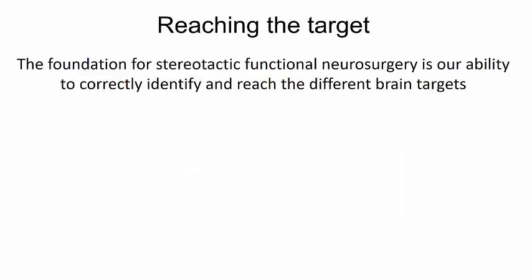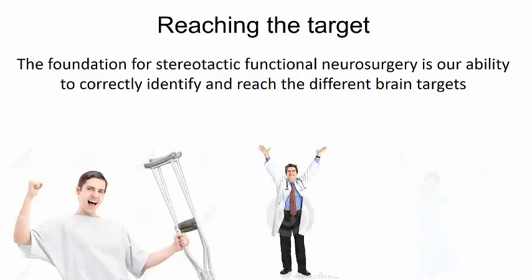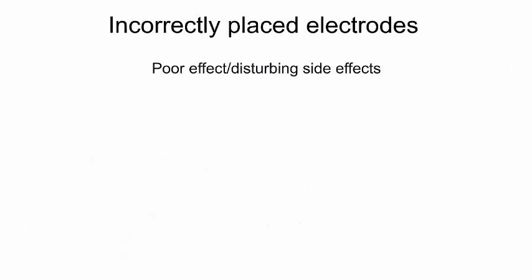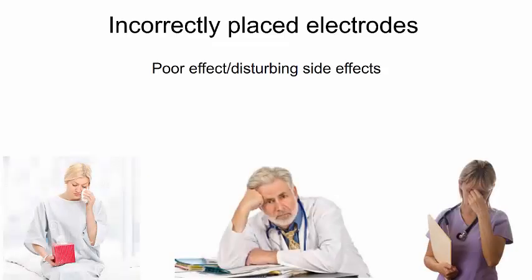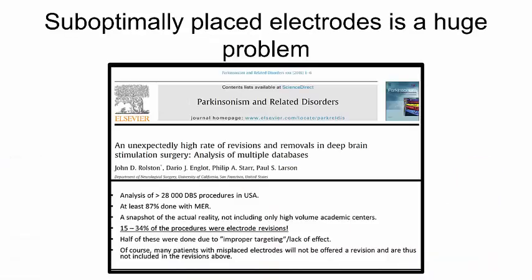The foundation for stereotactic functional neurosurgery is our ability to correctly identify and reach the different brain targets. When we do, everyone is happy. When we don't, we get a poor effect and disturbing side effects, and everyone is unhappy. So, how big is the problem with misplaced electrodes? Well, I believe this to be a huge problem today.